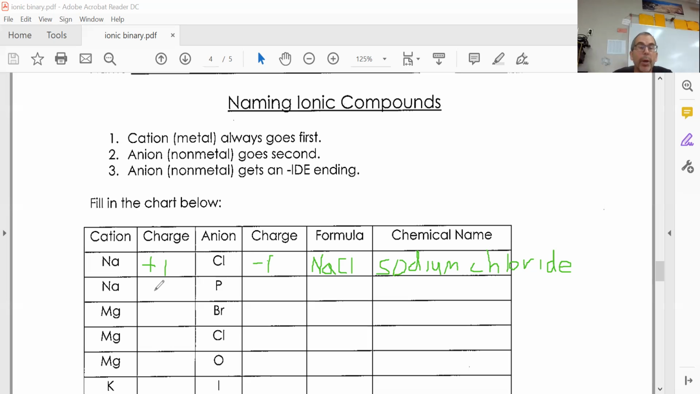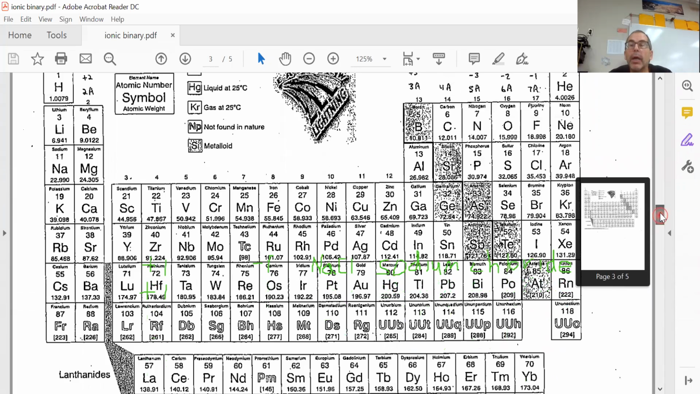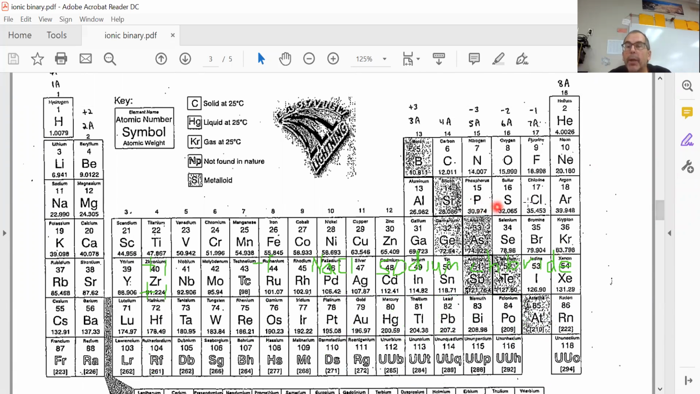Let's look at another one right here. We can take sodium, we know that that is +1, and we have phosphorus, which is a P. Let's go find that one. I'll put a +1 right here. And I have to go back and find phosphorus. I'm going to go to my periodic table, and I see P is over here. It's 1, 2, 3 away from a noble gas. It's going to need to gain 3 electrons. So that phosphorus is going to have a -3 charge.